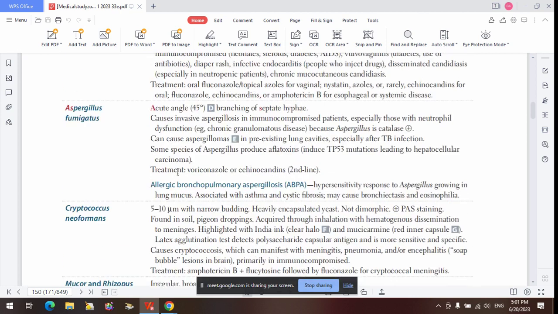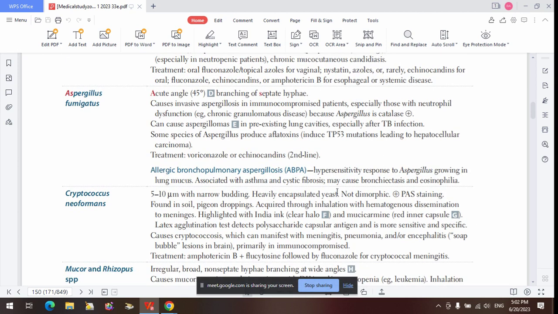So, Aspergillus fumigatus. How you identify Aspergillus is very simple. I think Aspergillus is the simplest. You cannot forget it. It's not dimorphic, but it has septate hyphae. What form do you guys think it exists as?